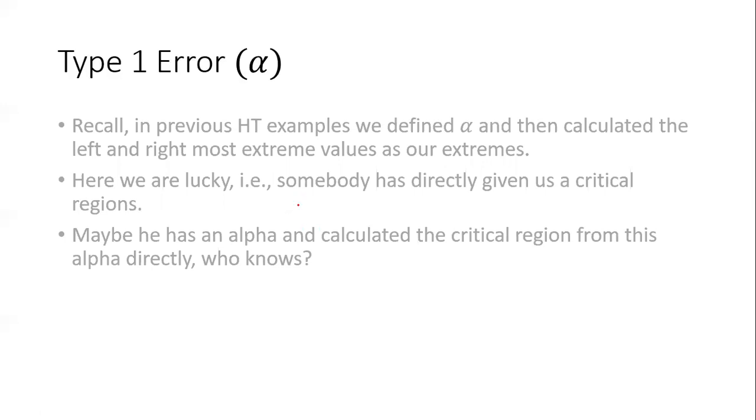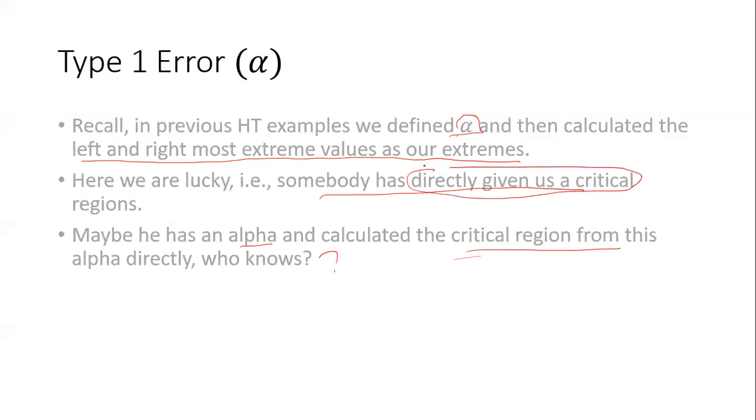Recall in the previous hypothesis testing examples, we were given an alpha and calculated the leftmost and rightmost extreme values as our extremes. Here, there is no alpha, but we are sort of lucky because somebody has directly given us the critical regions. Maybe he has an alpha and calculated the critical region from this alpha directly, who knows? But as we said, we are lucky, we are given the critical region directly.